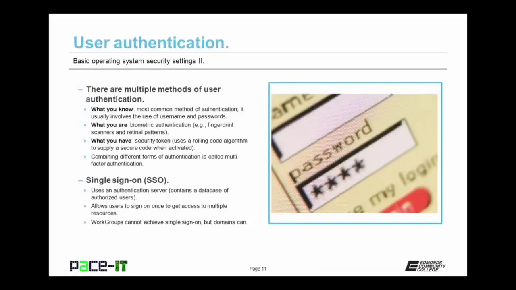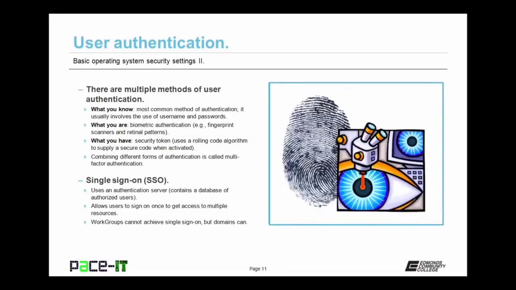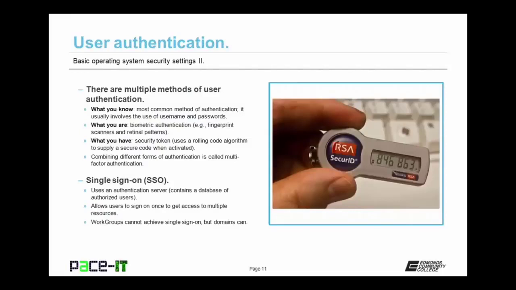Now, there are three main ways of authentication. The first one is what you know, which is the most common and the one that we're most used to. This is the use of usernames and passwords. You know those. The next method is what you are. That would be biometric authentication. Fingerprint scanners, retinal patterns, voice recognition, so on and so forth. Those are all authentication by what you are. The last method is what you have. That would be like a security token, which uses a rolling code algorithm to supply a secure code.